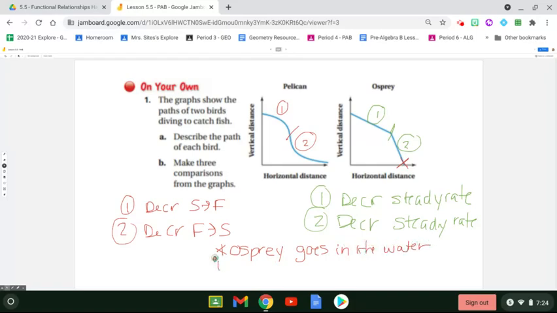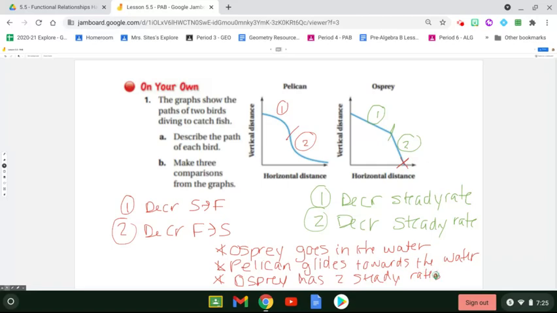You could say the pelican glides towards the water. You can say the osprey has 2 steady rates. There's lots of different comparisons that you can make. I'm just giving you guys 3 possibilities.